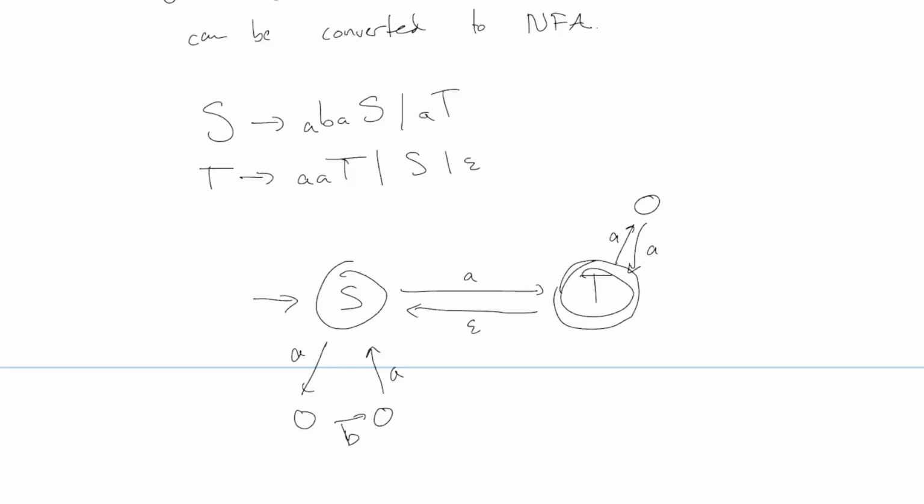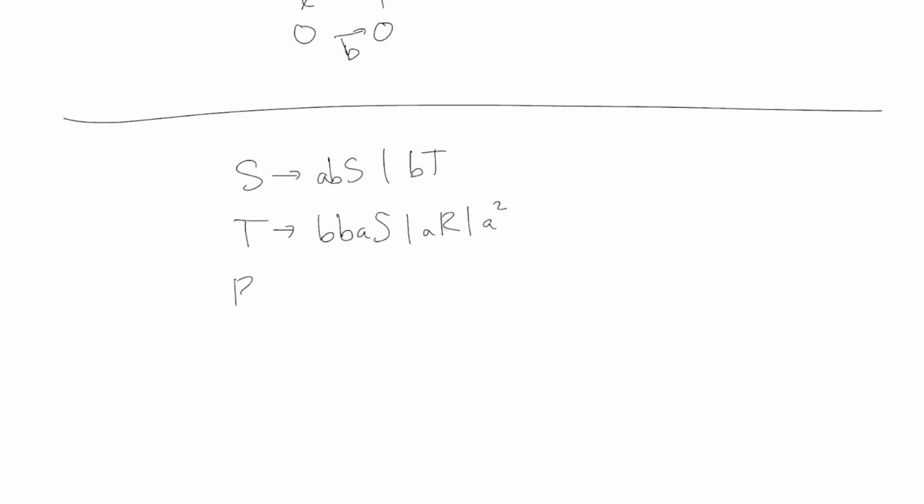I got one for you all to try. This is essentially always easy. Once you know how to do it, you just do it. How about this one? S goes to ABS or BT. T goes to BBAS or AR or A squared. All right, see what you think about that one. I'm throwing you a slight curveball. This A squared, you'll have to think about how to handle that. We actually haven't talked about that, but see if you can think of how to handle it.